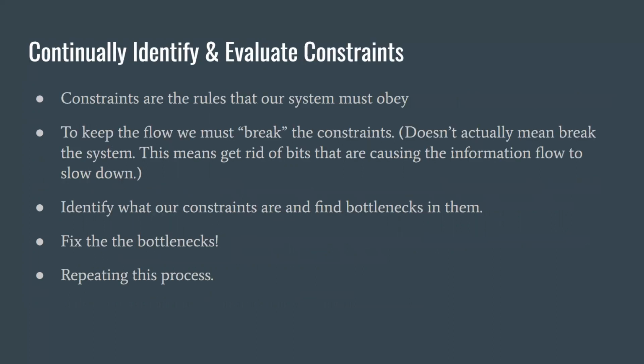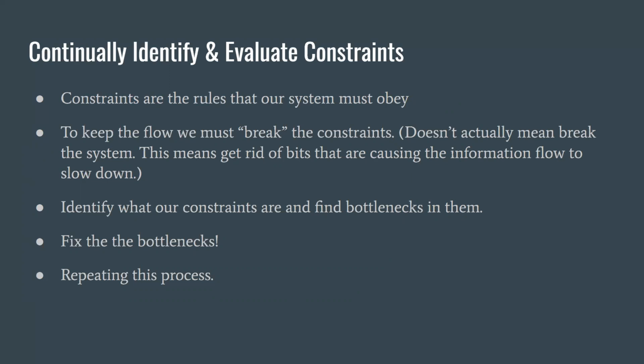After this, we also have continually identifying and evaluating constraints. Put simply, constraints are rules that our systems must obey. These rules are basically like the governing body of a computer or a workplace that allows information to move through according to what it's supposed to do.